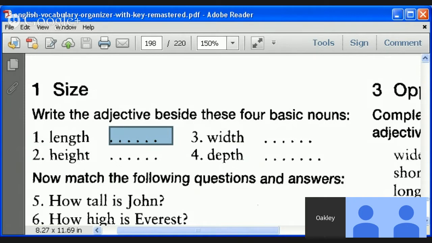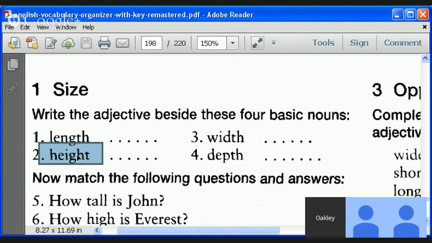Let's see if Alan can help us. Alan, if something has great length, what is it described as? It's long. Right. So length, long. If a rope has great length, it's a very long rope. So the adjective form of length is long. Some of these size nouns are a little difficult to pronounce for second language users.